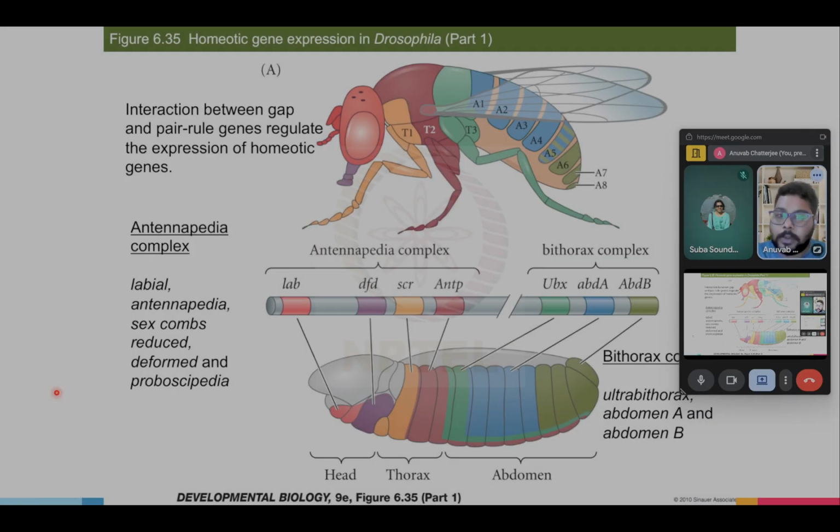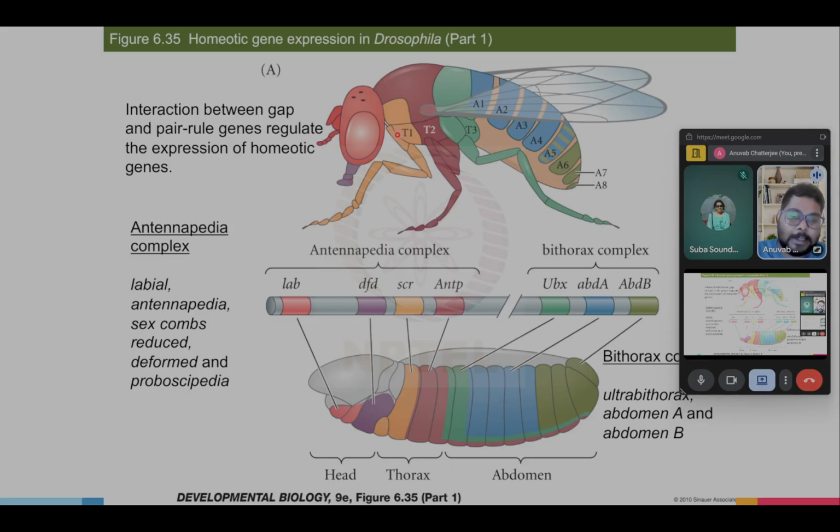So Drosophila has a segmented body plan. It has a T1 segment. So this is the thoracic only we are talking about. It has a T1 segment, a T2 segment, a T3, A1, 2, 3, 4, 5, 6, 7, and 8. So different parts of the body form different structures, and these are very well spatially defined.